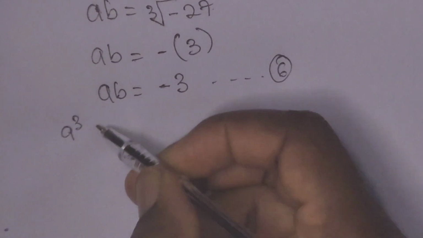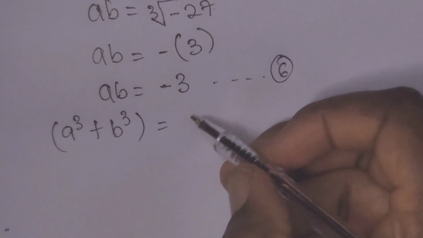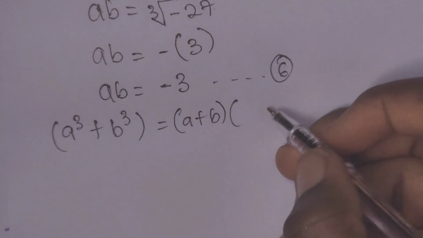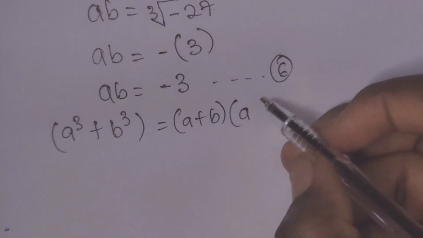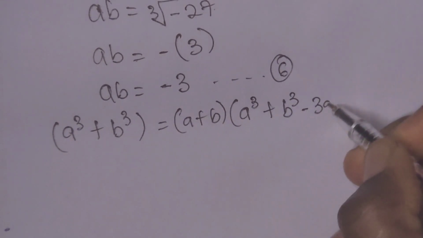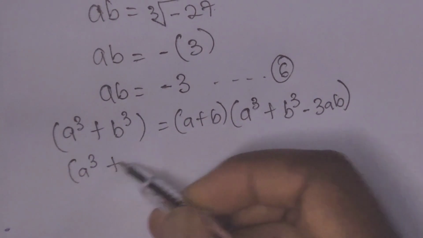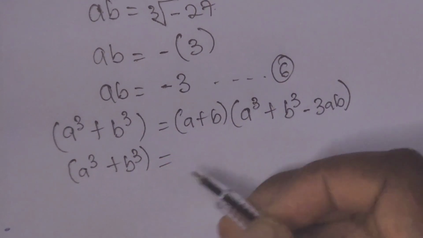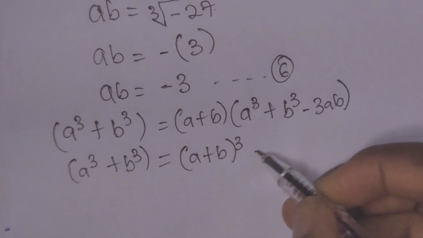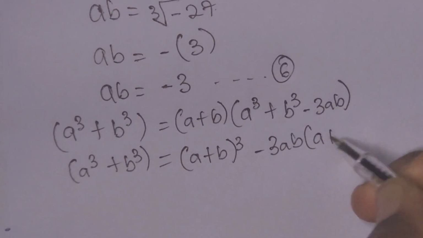When we have a cube plus b cube, this is equal to a plus b times a squared minus ab plus b squared. So we can as well rewrite this as a to the power of 3 plus b to the power of 3 equal to a plus b to the power of 3 minus 3ab times a plus b.